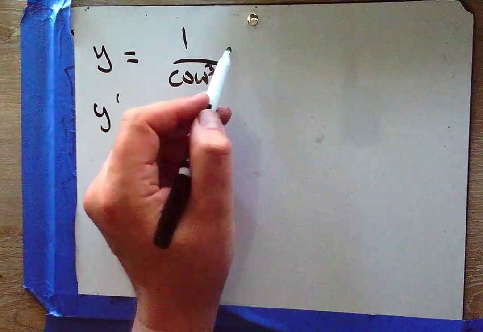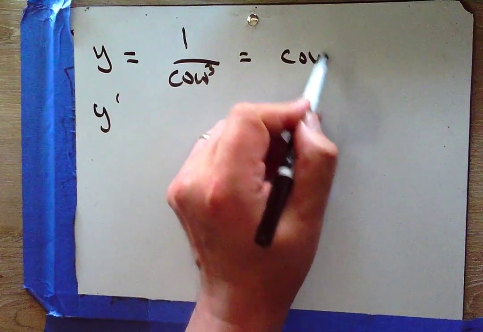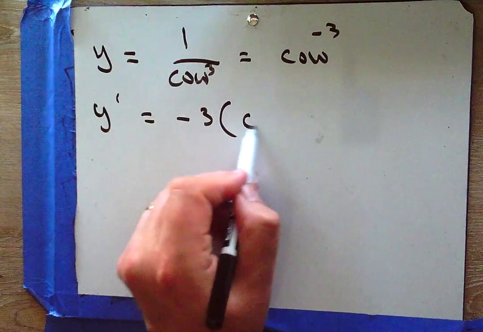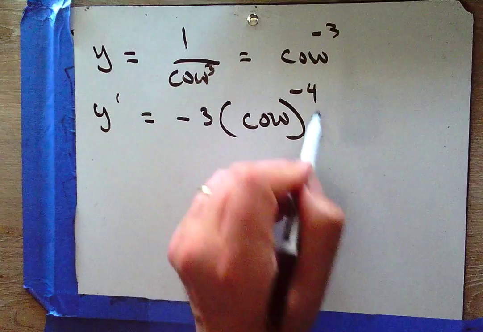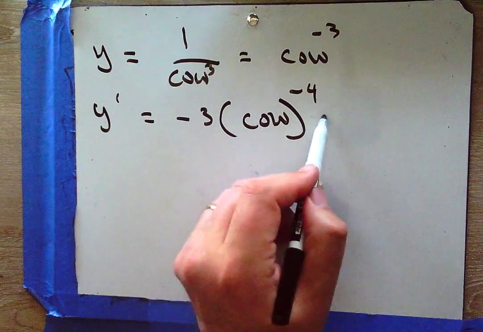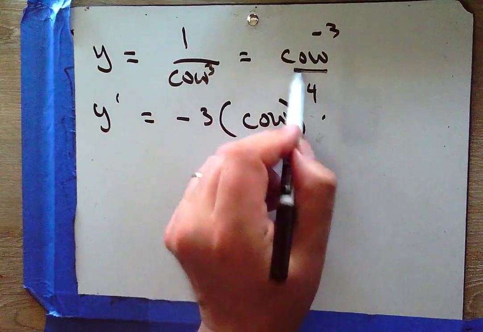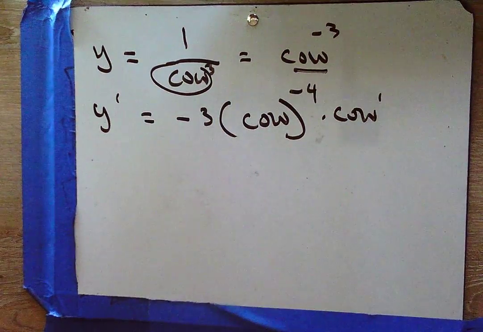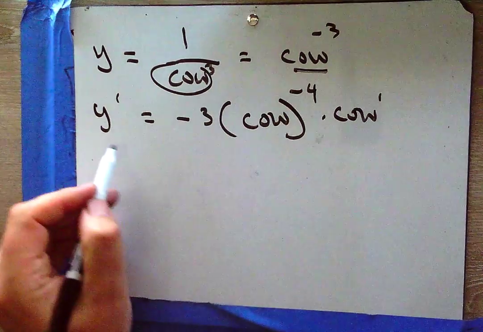Welcome back. So I thought about this as cow to the negative third. So my y prime is negative 3 cow. Don't forget that's subtracting 1, so that has to be further to the left, times the derivative of that inside function, that cow function, cow prime. Okay? How about this one?